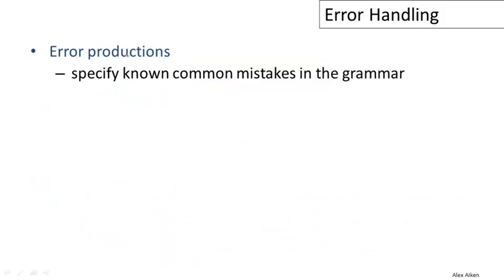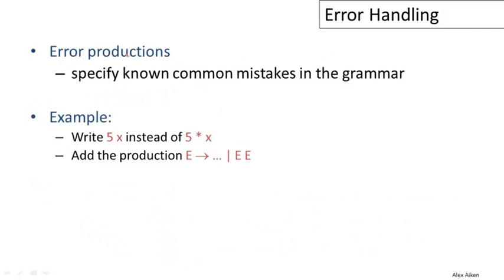Another common strategy is to use what are known as error productions. And these specify known common mistakes that programmers make just as alternative productions in the grammar. So here's a simple example. Let's say we were working on a compiler for a programming language that was used by a lot of mathematicians. And instead of writing 5 times x, like computer scientists do, these guys always wanted to write 5 x, to just juxtapose the 5 and the x to look more like normal mathematical notation.